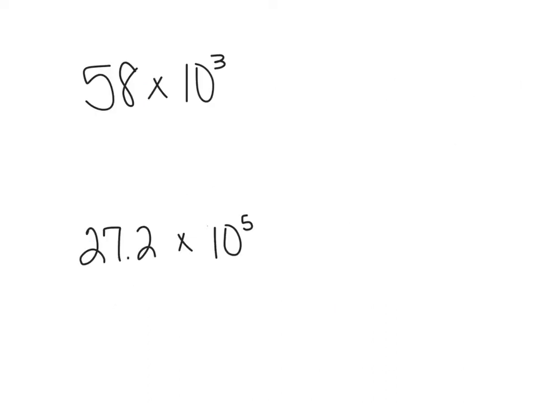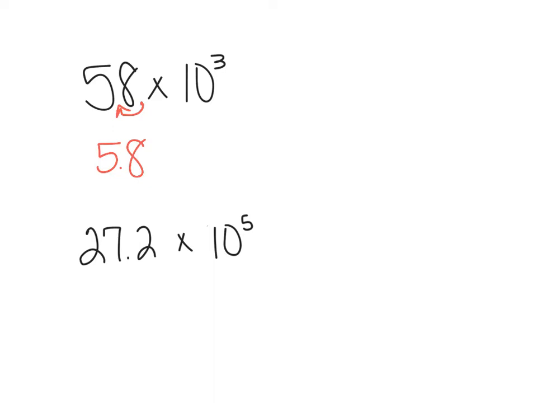Let's take a look at this first one, 58 times 10 to the third. Right now, this is not in scientific notation, so I need to change it. The decimal right now is right after the 8. I need to move it back a place, so now it will become 5.8. That's between 1 and 10, so that's good.